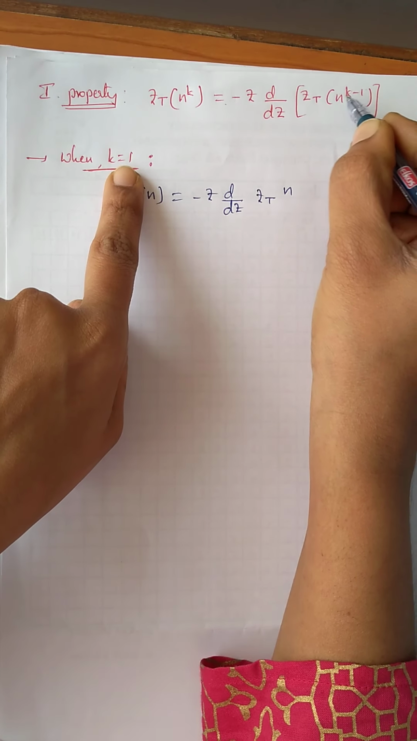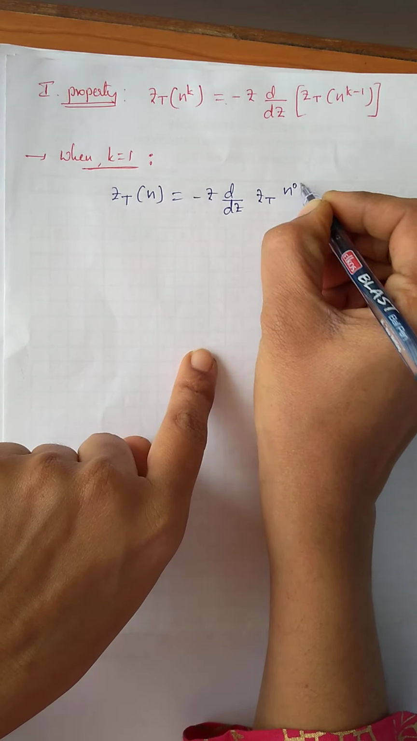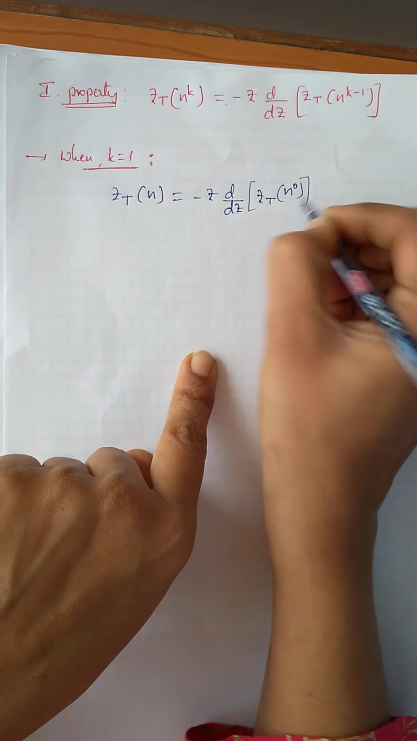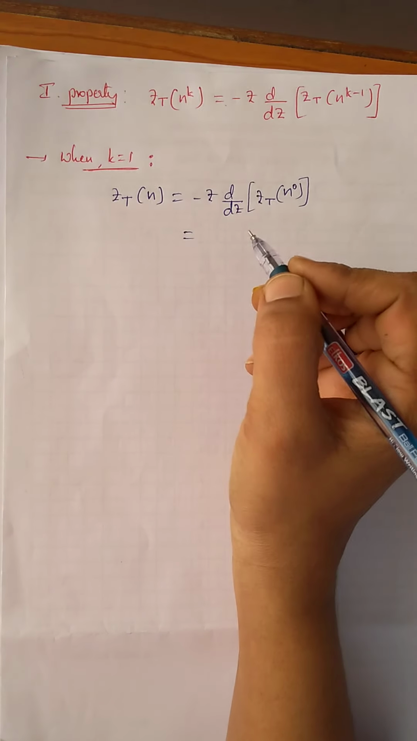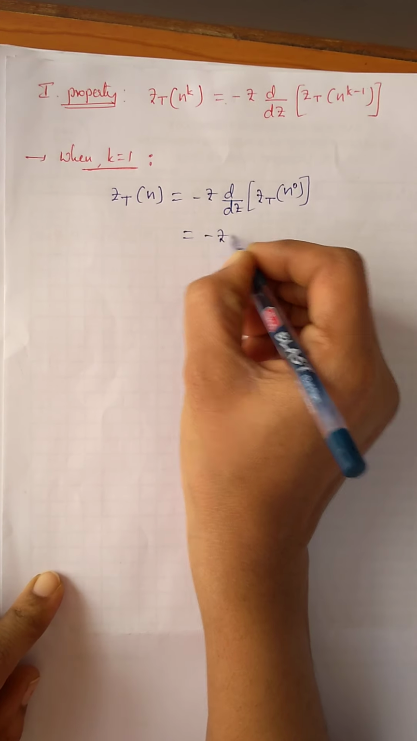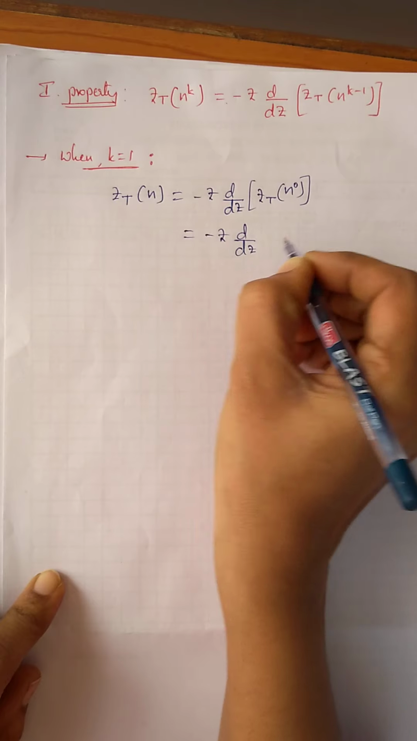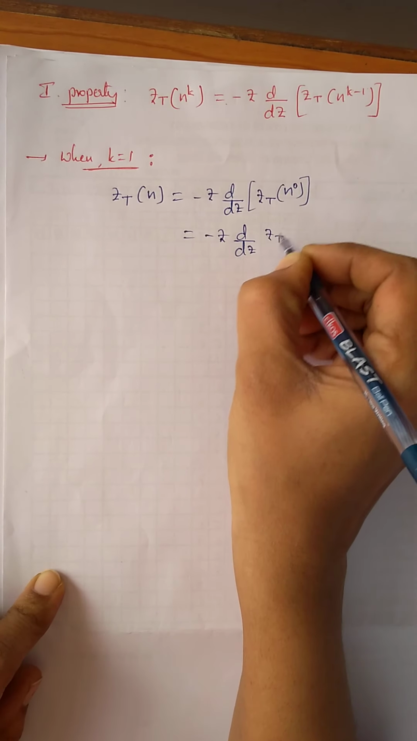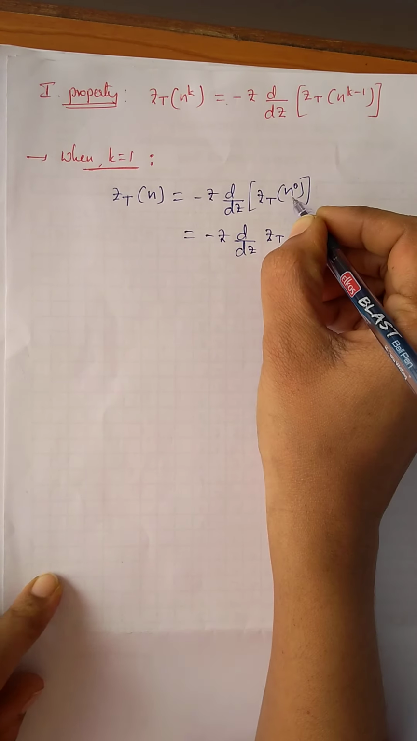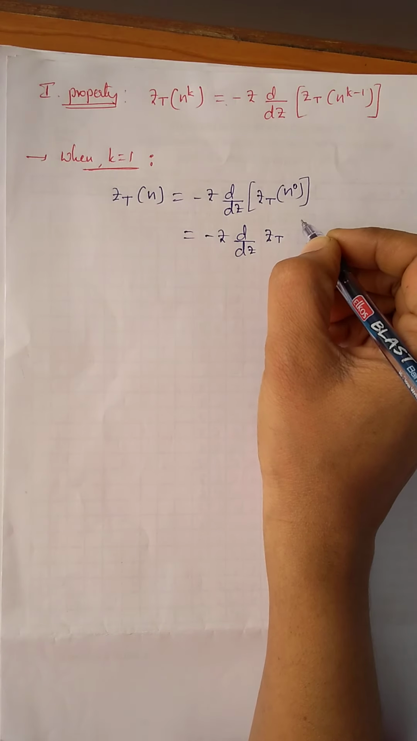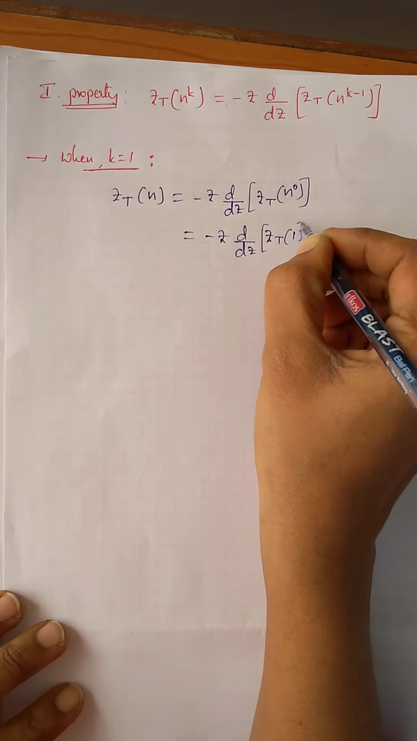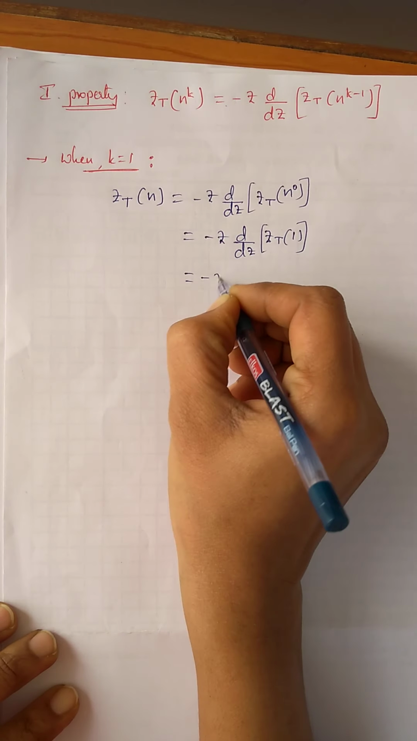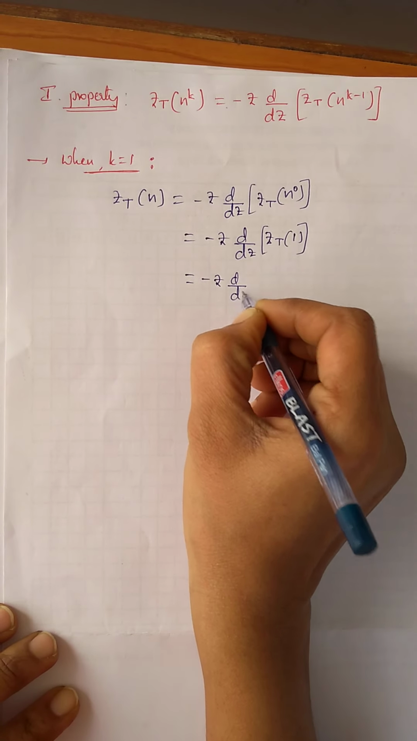K value is 1, 1 minus 1 will get 0. So n to the power of 0. Next, simplify this RHS term, we get Z transform of n solution. So minus z d by dz Z transform of n to the power of 0. We know that any number power 0 reduces to 1. So n to the power of 0 we can write 1. Okay. This implies minus z d by dz.